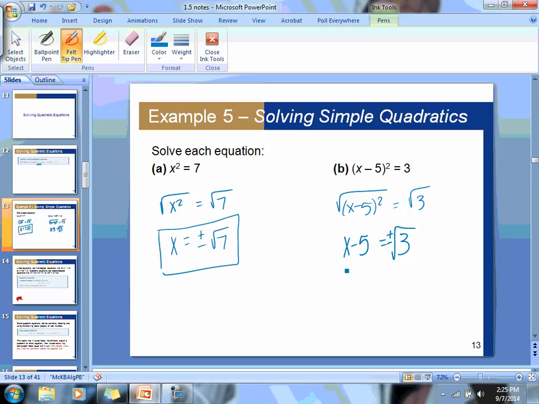Now to finish getting the x by itself, I need to add 5 to both sides. And I can't add the 5 and the square root of 3 because they're not like terms. So the way I'm going to write that is just to put the 5 out front and then the plus or minus square root 3. We can combine the two separate expressions into one.